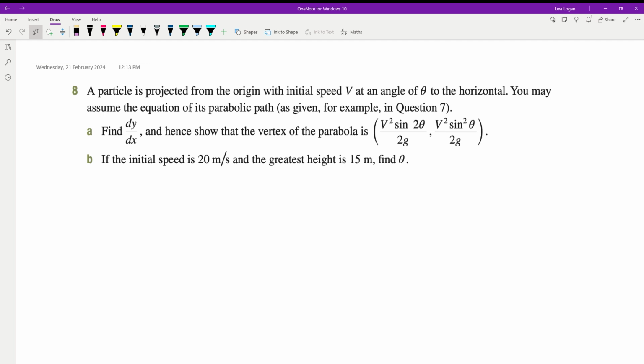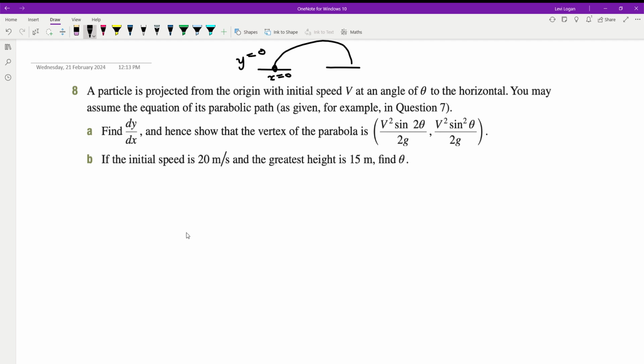As an example, given question 7, we don't have question 7, so just assume that it's going to have a path like this. And we're assuming it's flat ground because it's gone from the origin. So that means x equals 0, so the horizontal displacement is 0, and y is equal to 0, so the vertical displacement is also 0. Find dy/dx, and hence show the vertex of the parabola is v squared sine of 2 theta over 2g, and v squared sine squared theta on 2g. So that's your x and your y coordinate respectively.